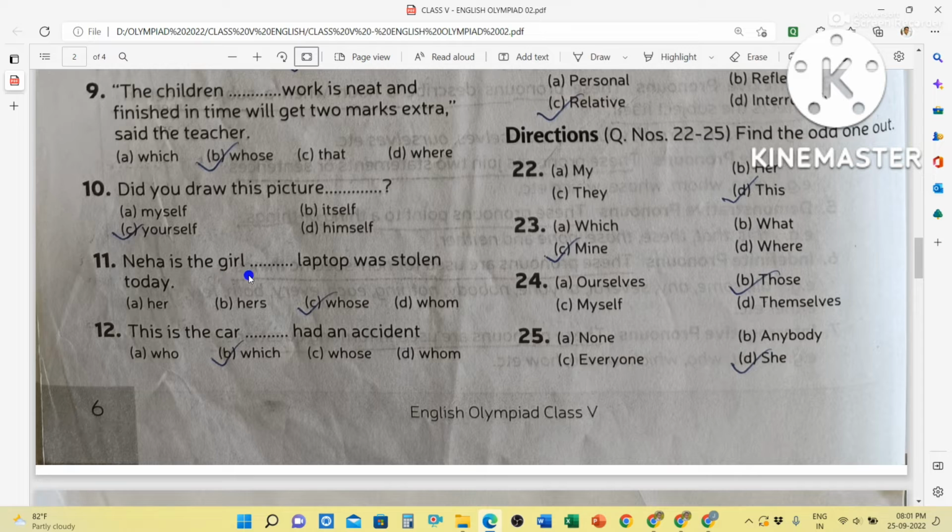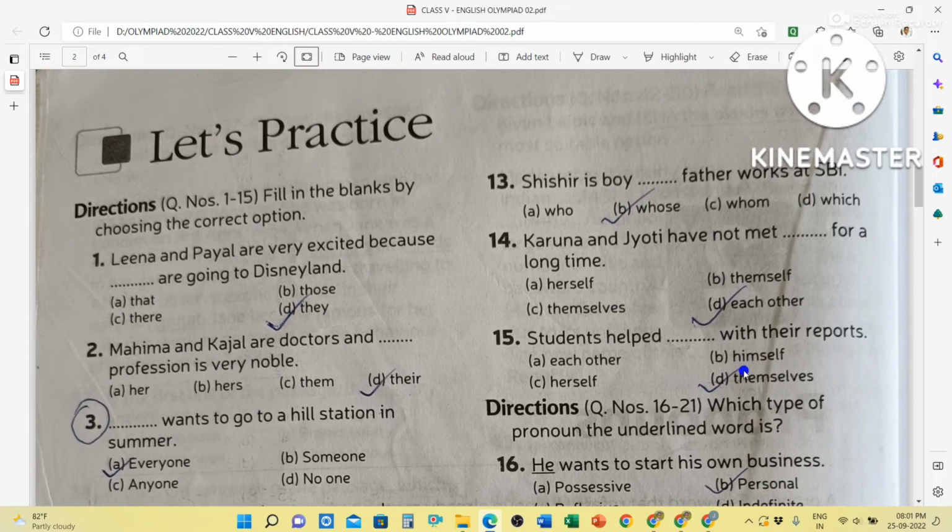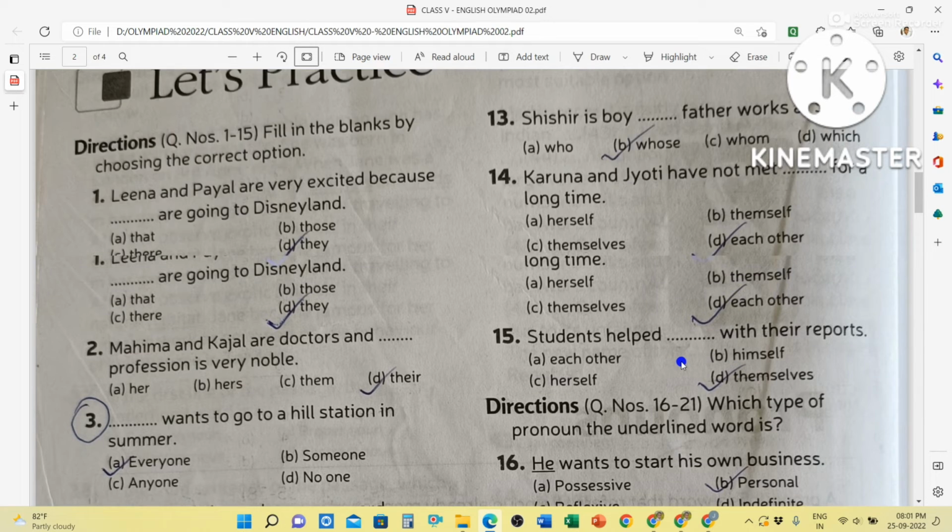Neha is the girl whose laptop was stolen today. This is the car which had an accident. Now question number 13. Sisiri is a boy whose father works at SBI. Karuna and Jyoti have not met each other for a long time. Students helped themselves with their reports.